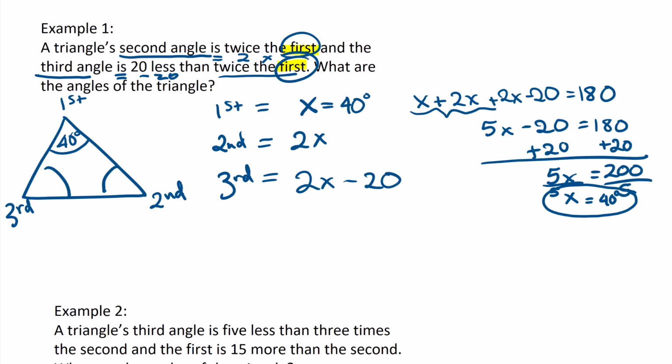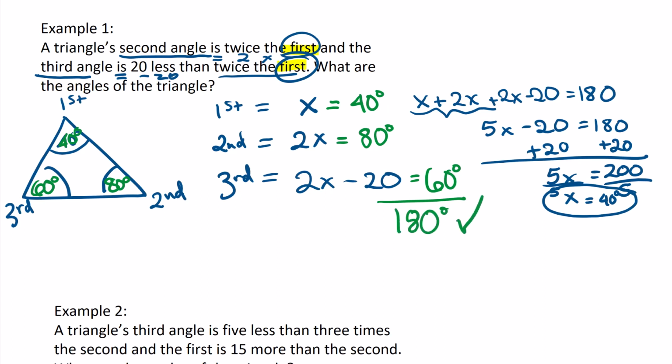Now I'm going to go ahead and recolor code these so we can keep track of what we found. The first angle is 40 degrees, therefore the second angle is 80 degrees, and the third angle is 80 degrees minus 20, or 60 degrees. So we can label these 40 degrees, 80 degrees, and 60 degrees. I need to check to make sure that my answer makes sense. So if I sum this up, 40 plus 60 is 100, and then 80 more gives me 180 degrees. So this actually does make sense.